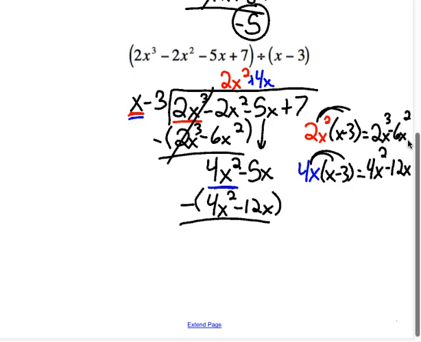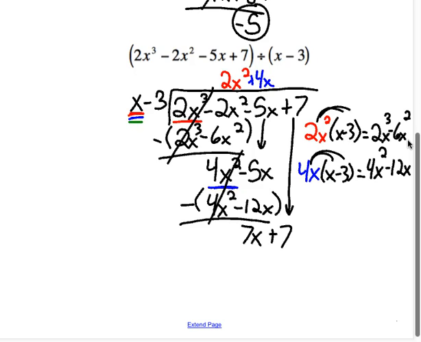So that's what I bring here, 4x squared minus 12x. 4x squared minus 4x squared cancels off. Negative 5 minus a negative 12. Remember, subtracting a negative is the same as adding, so negative 5 plus 12 is going to give me a 7x. And then drag down the next term.